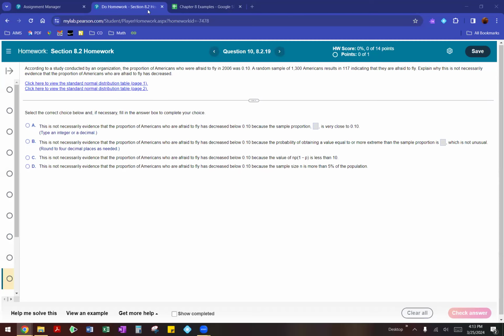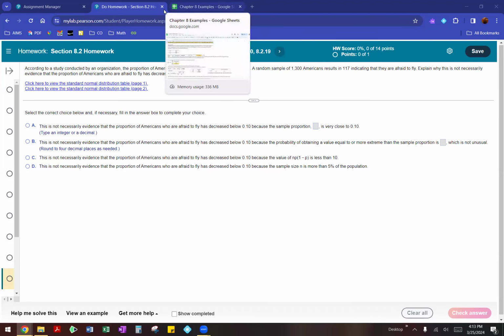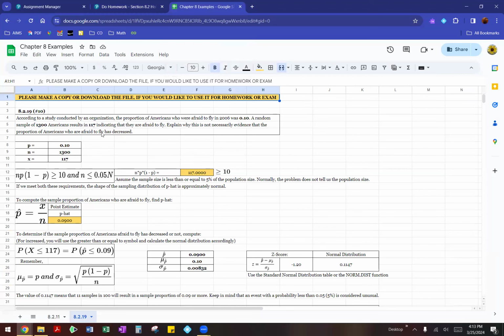So what I've done is I've actually created a spreadsheet to help us do some of the calculations in this. So you will see I've gone ahead and transferred our problem over here. So we have a proportion of 0.10. We had a random sample of 1,300, out of which 117 said they were afraid to fly. So our proportion, our p value, is 0.10, given to us in the problem. Our sample size is 1,300. And then, of course, we're talking about out of these 1,300, 117 being afraid to fly. So that's your x value.